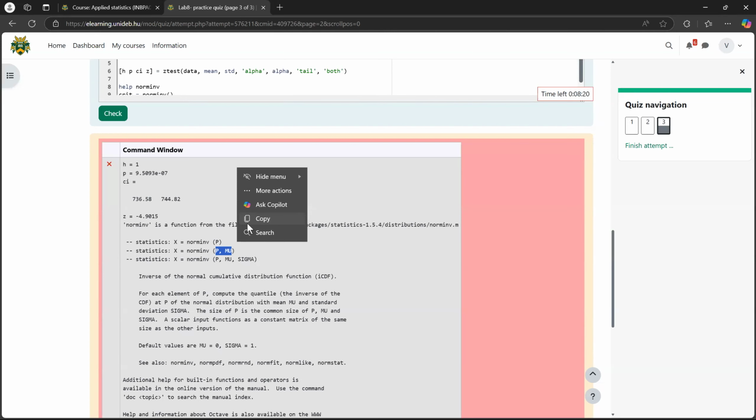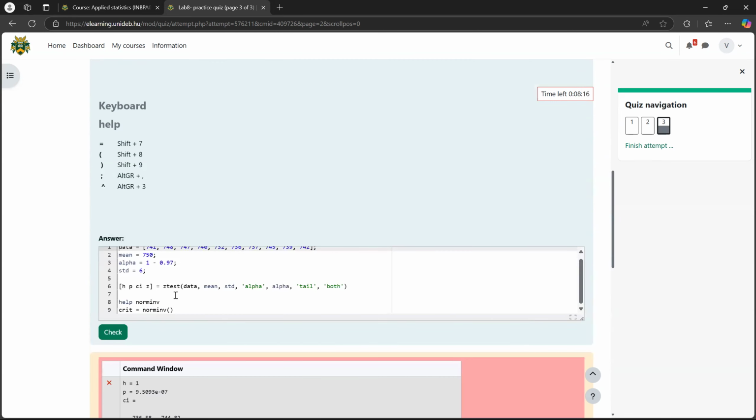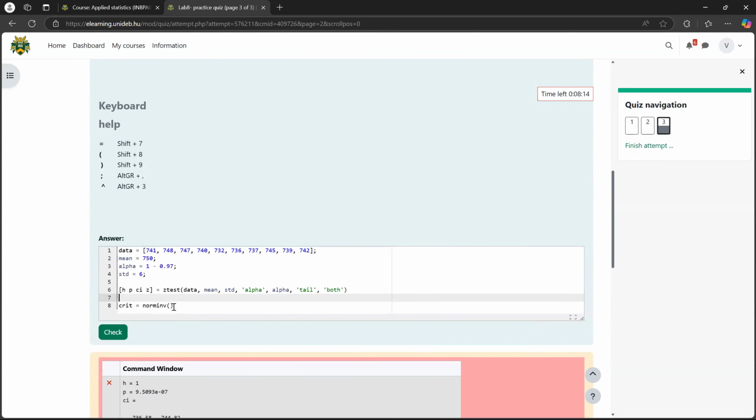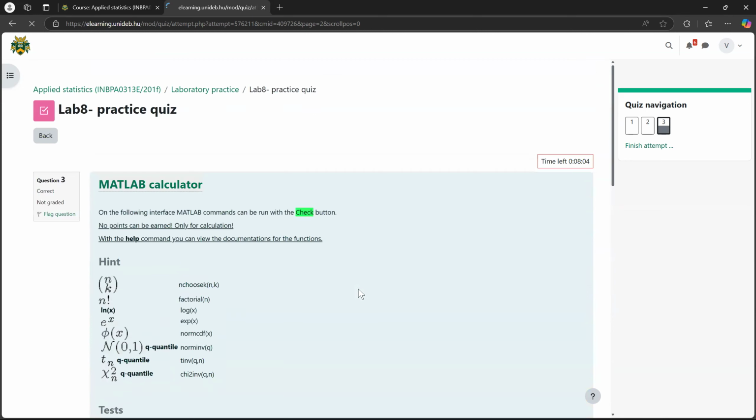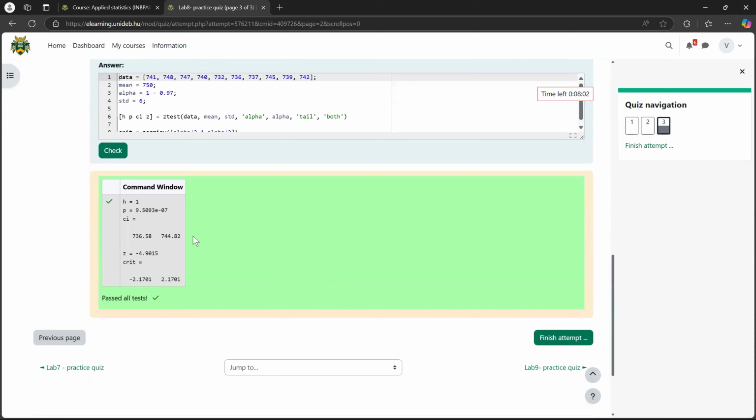Okay, it just expects the alpha value. Since this is both tails for the z-test, we will pass in alpha divided by 2 and 1 minus alpha divided by 2. Okay. Now we have these values.